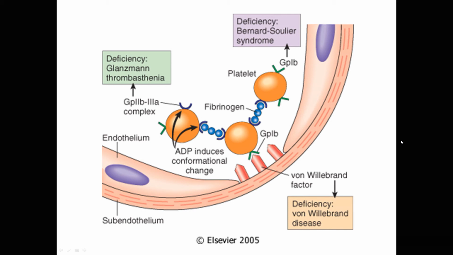Let's now comment on some qualitative changes in the platelet function. First, the disordered thrombocyte adhesion in von Willebrand disease. This is shown here. Defective binding to the von Willebrand factor because of low concentration or modification of the von Willebrand factor. As a consequence, the adhesion of the thrombocyte will be defective.